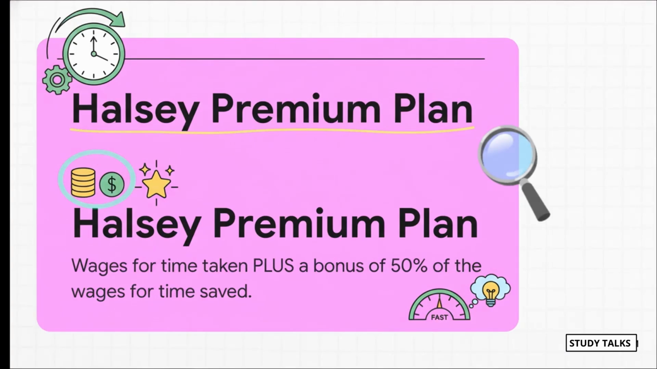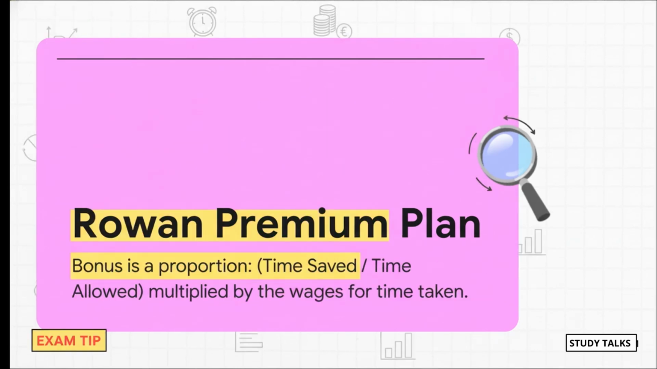Halsey is the simple one. Think of it as a let's go 50-50 deal. The worker gets paid for the time they actually worked, guaranteed. But for any time they saved compared to the standard time, the company and the worker split the benefit. The worker gets a bonus equal to 50% of the wages for the time saved. Simple as that.